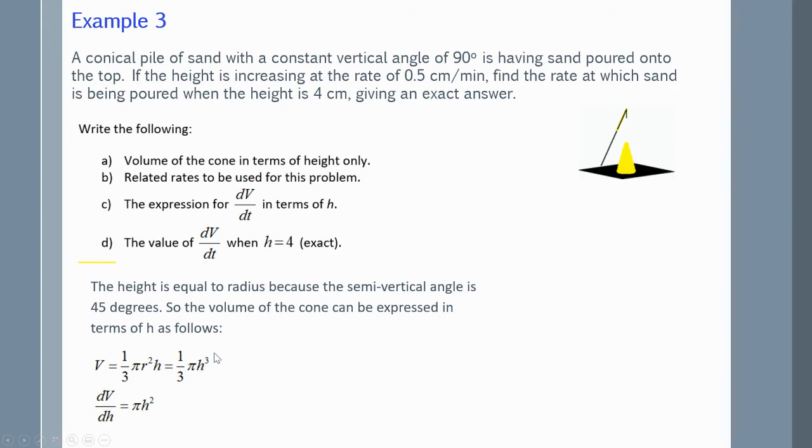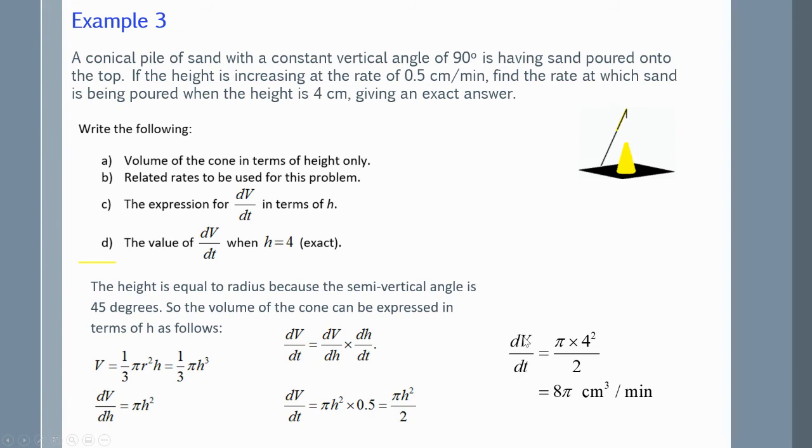If we differentiate this function, 3 times 1/3, 1 pi h squared. We use related rates, dV/dt is dV/dh times dh/dt. We know dV/dh is this, and dh/dt was given in the question. That simplifies to pi h squared on 2. Substitute 4 for height, and we get dV/dt is 8 pi cubic centimeters per minute.